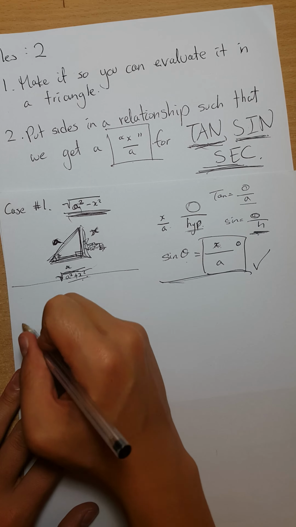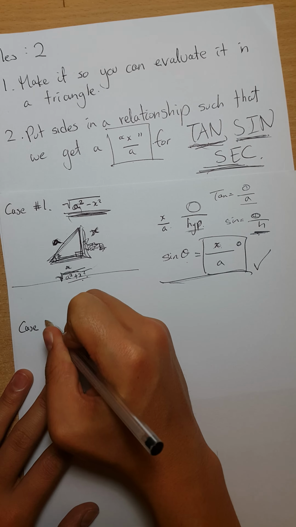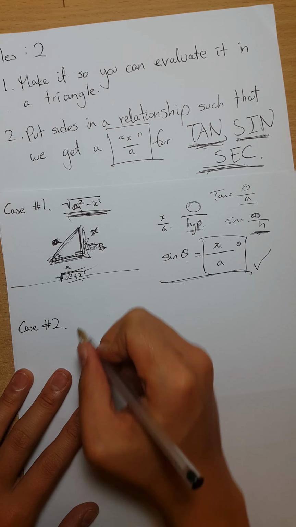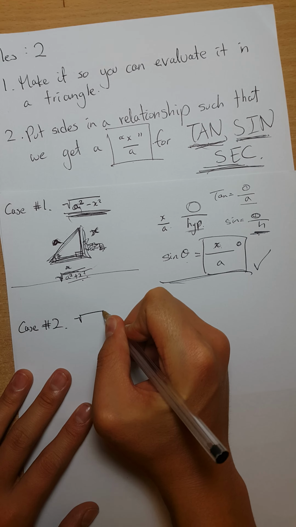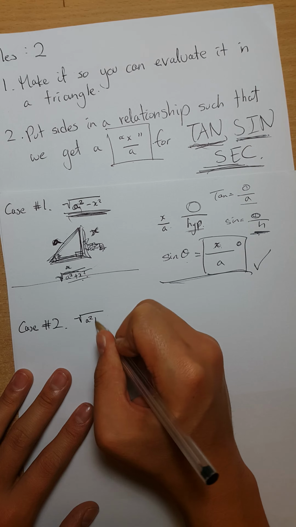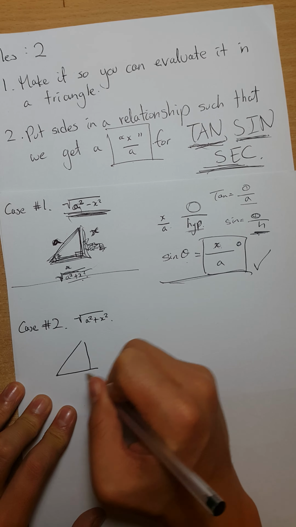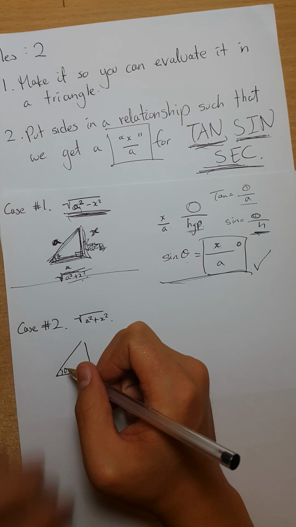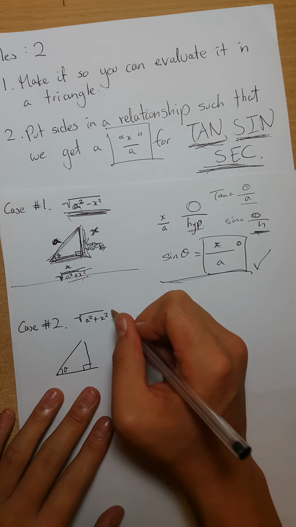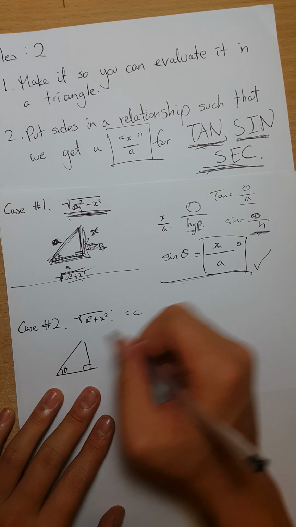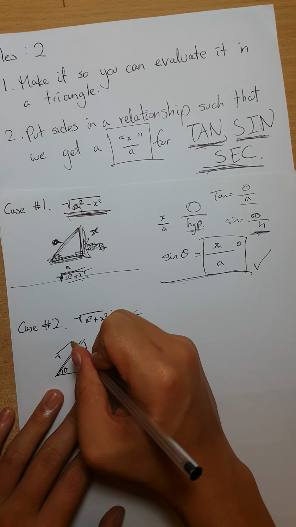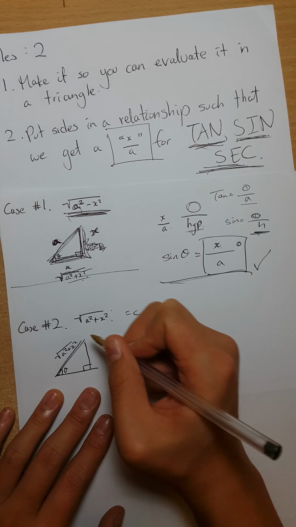Okay, now we're going to talk about case number 2. Case number 2 is when we have the square root of a squared plus x squared. We do the same thing. Because it has to be a triangle, I'm going to draw this. And we're going to say, okay, this is equal to c. Therefore, this hypotenuse will evaluate as the hypotenuse, x squared.